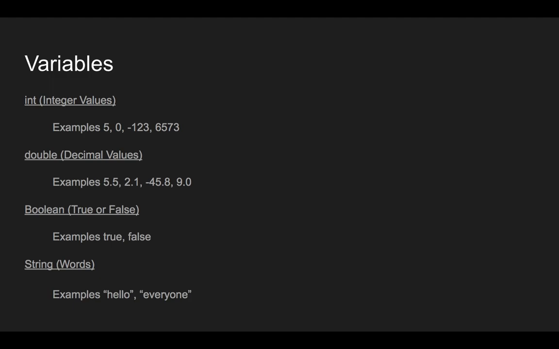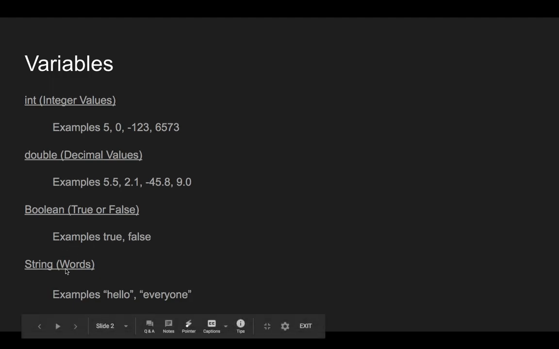So that's basically what we're looking at there. If you do want a decimal, you have to actually use what's called a double. 5.5, 2.1, so on and so forth. Then there's what we call booleans. They're true or false, and that's it, just true or false. And then words, they're called strings. So hello, everyone, so on and so forth.